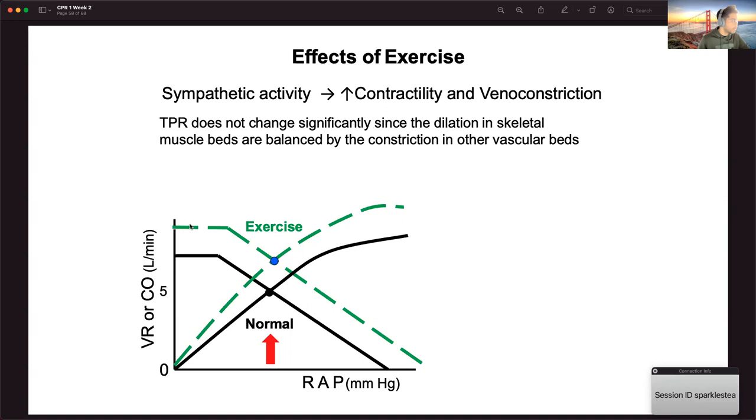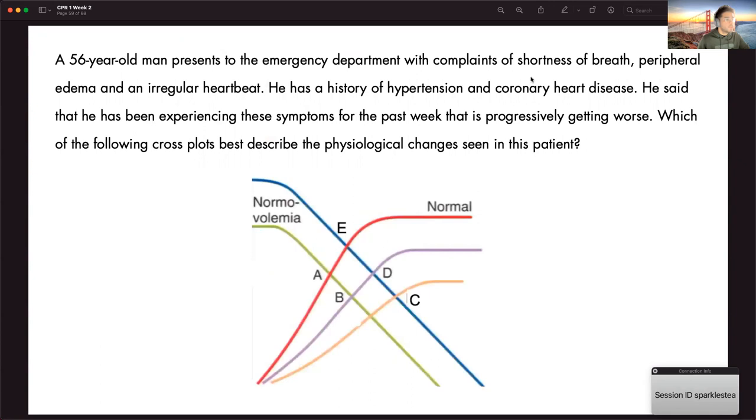Total peripheral resistance does not change significantly since there's a dilation in the skeletal muscle bed, which allows for proper perfusion, and you can continue to maintain doing the activities that you need to with your skeletal muscles. Cool, let's do a question. I know this was a lot of talking, but make sure you guys know these well.